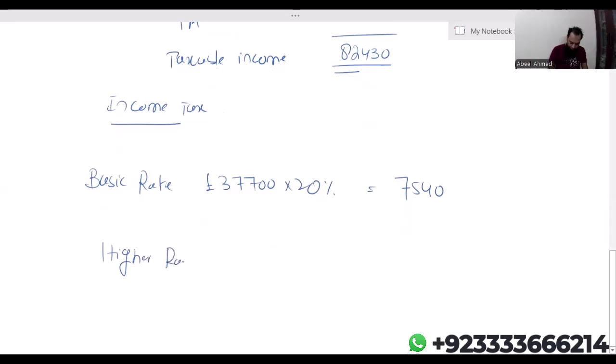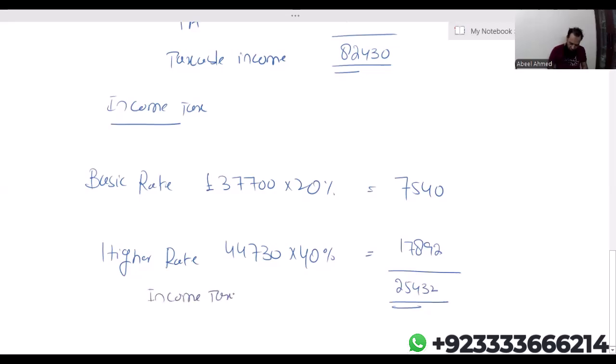High rate: 44,730 into 40%. I'm getting 17,892. Here comes your income tax liability: 25,432. This is the income tax liability, 25,432. That is the income tax liability. That's great.